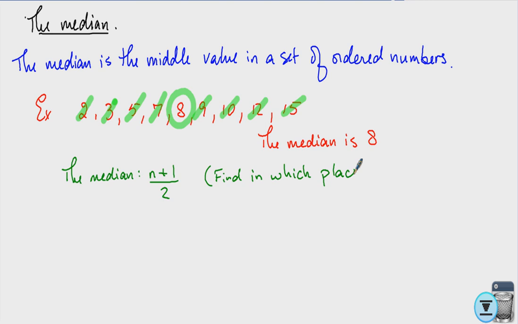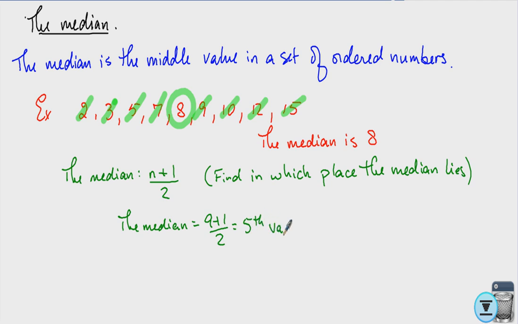In which place the median lies. So, if I have 9 numbers, in our case, 9 plus 1 over 2 gives me the fifth value. If we see here, this is the first value, this is the second value, this is the third value, this is the fourth value, this is the fifth value. So we could have done that and just counted from 1 to 5, and we find the fifth value. The fifth value was 8, so the median was 8. Okay?